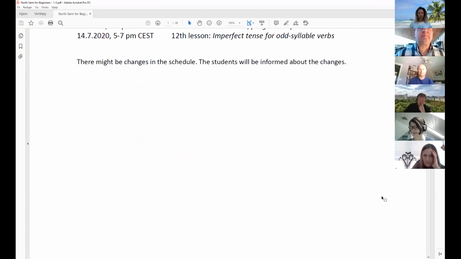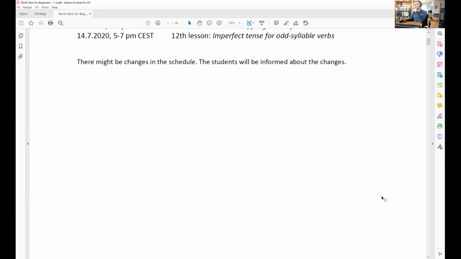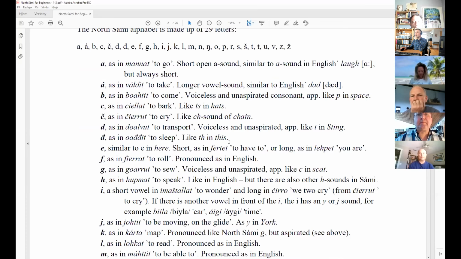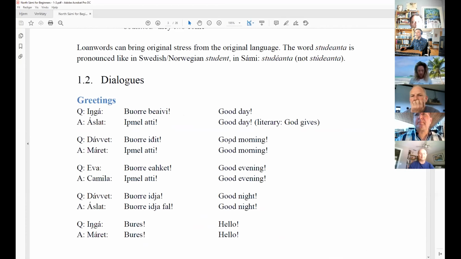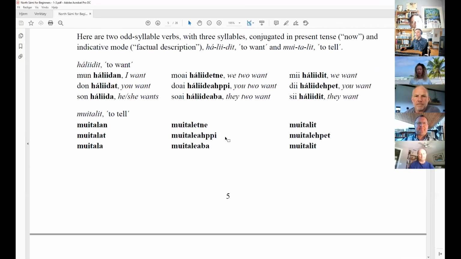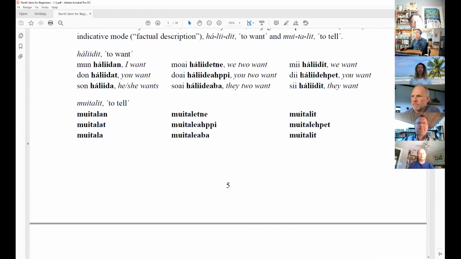Just check, how do I do this? Yeah, I assume you can see this. If I scroll down to these odd syllable verbs, you see that we have the same forms. I should just check the chat. Hupmat versus hallat. Yeah, exactly. There are also different words.